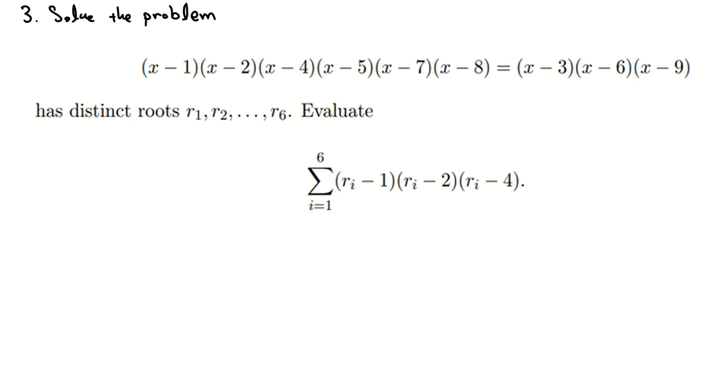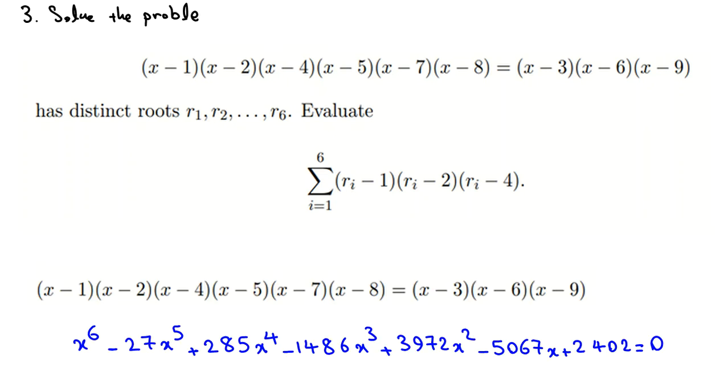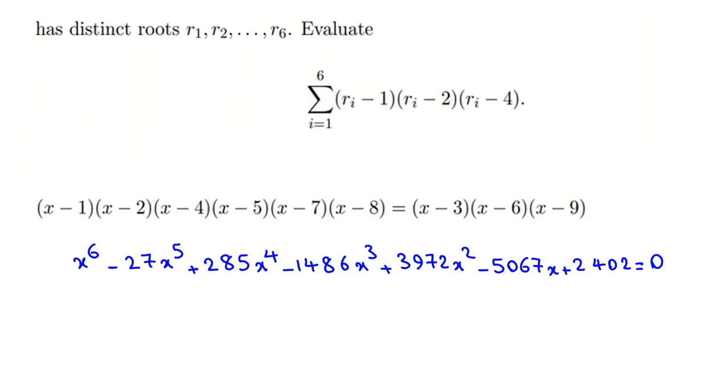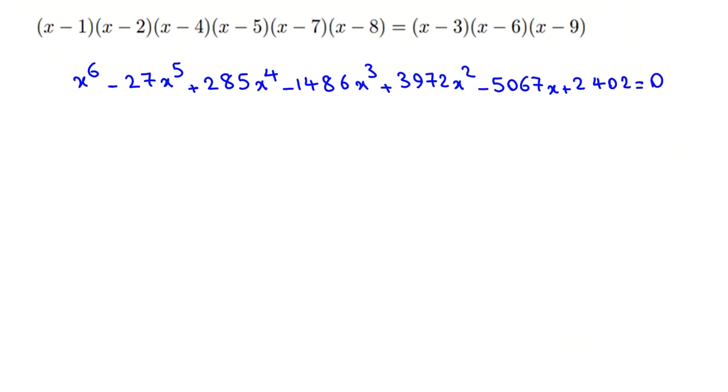Okay, the problem says this equation has distinct roots. So at first you should multiply. For example, one way you can multiply first the last one to this one, this one to this one, and then you should simplify. There are many ways you can multiply and simplify. Then you will reach this equation. I take all things to the left hand side, so I will reach this.